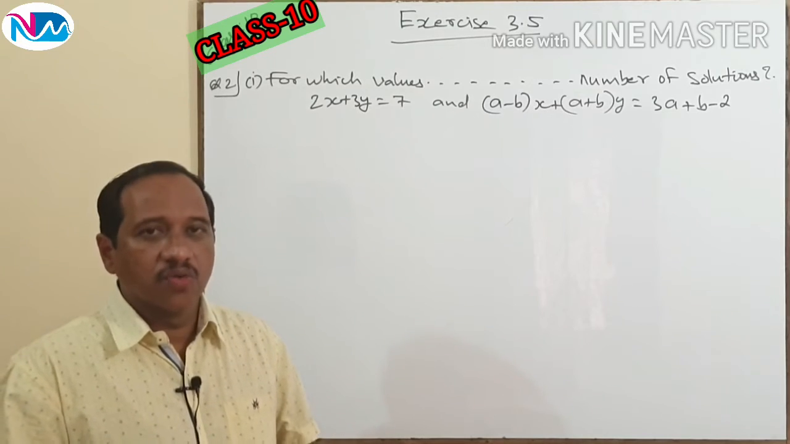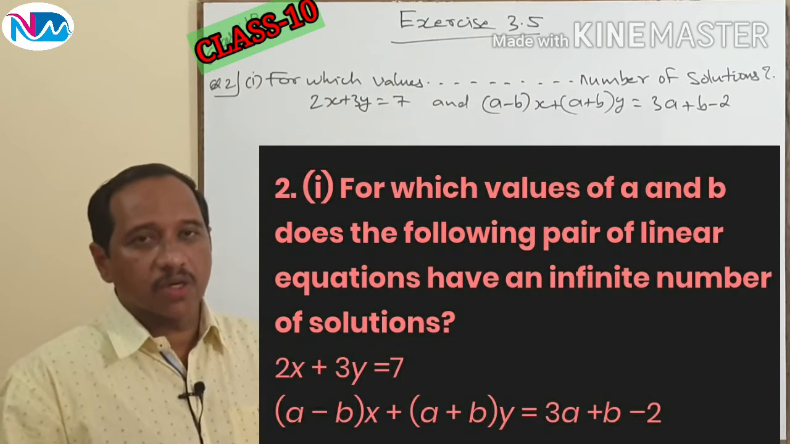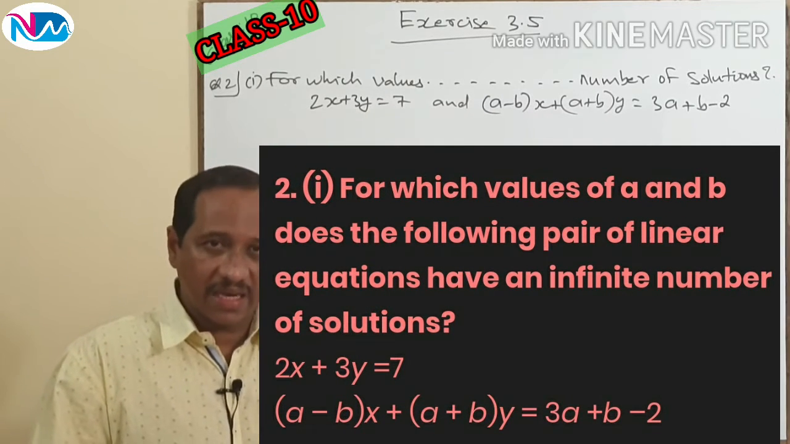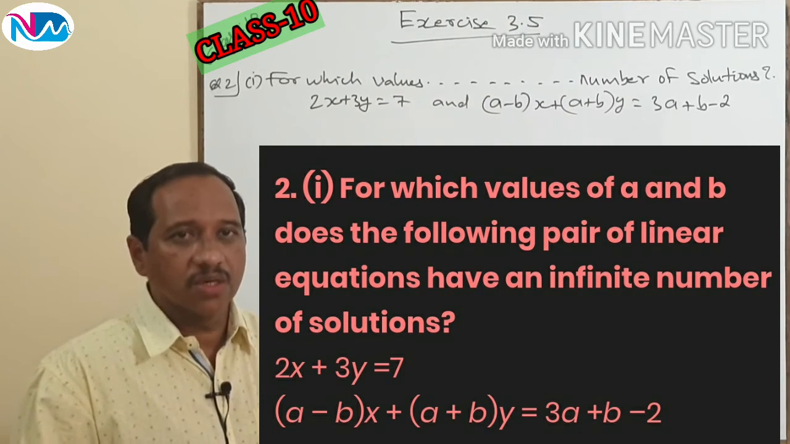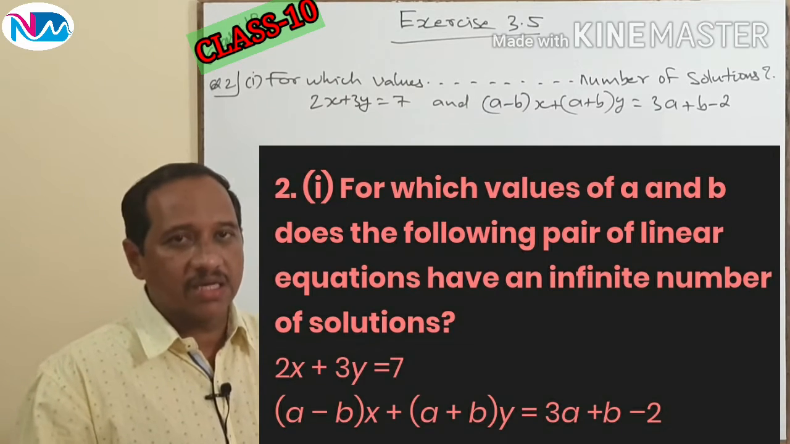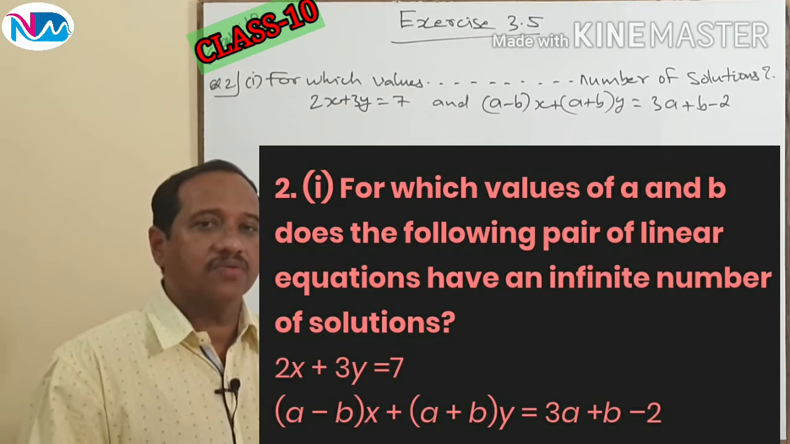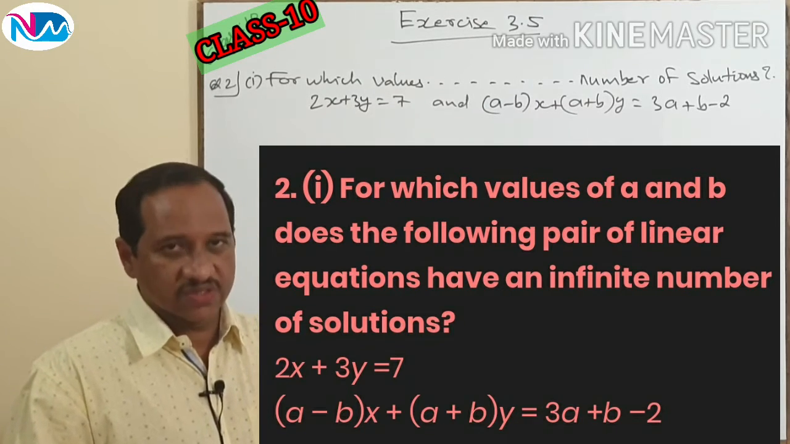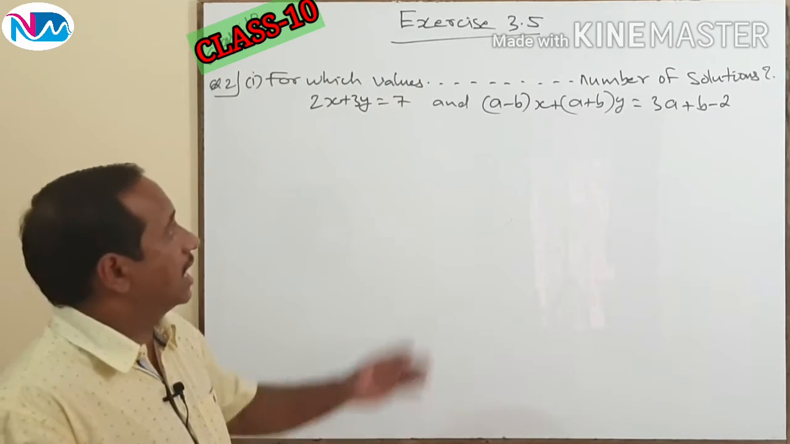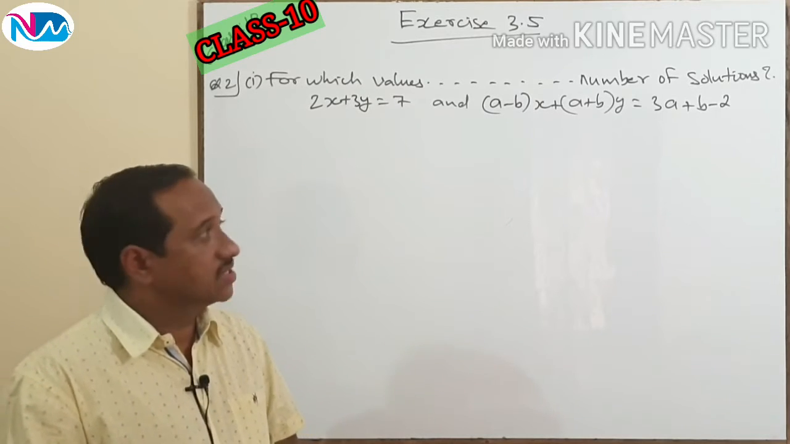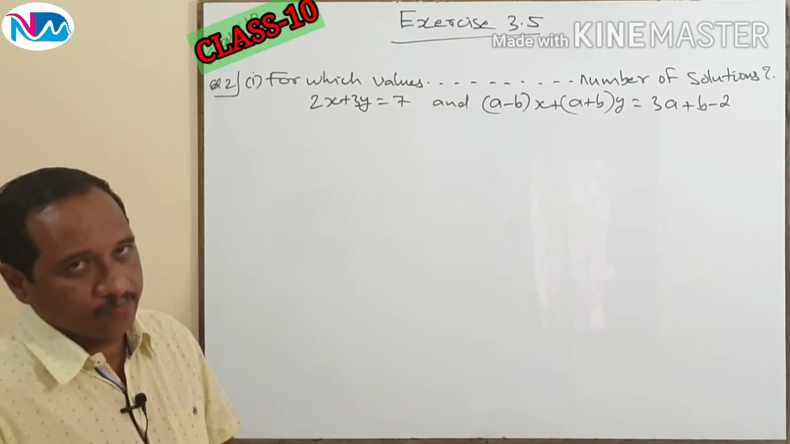The first one is, for which values of a and b do the following pair of linear equations in two variables have infinitely many solutions? I repeat the question. For which values of a and b do the following pair of linear equations in two variables have infinitely many solutions? The equations are 2x plus 3y is equal to 7 and (a minus b)x plus (a plus b)y is equal to 3a plus b minus 2.